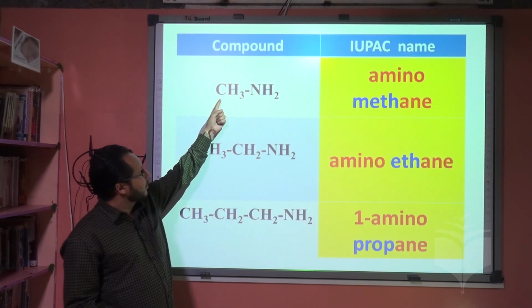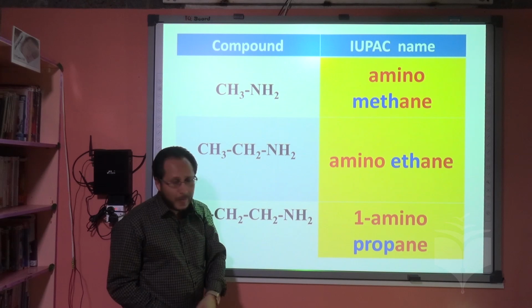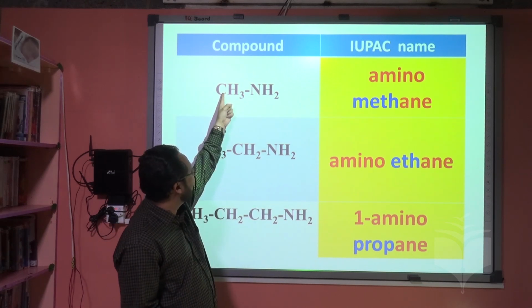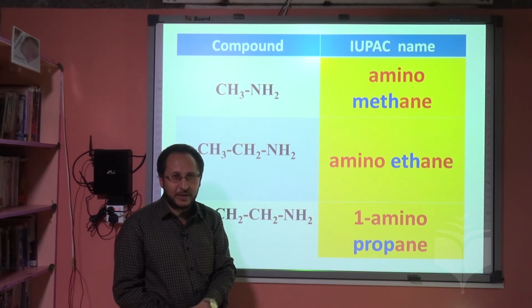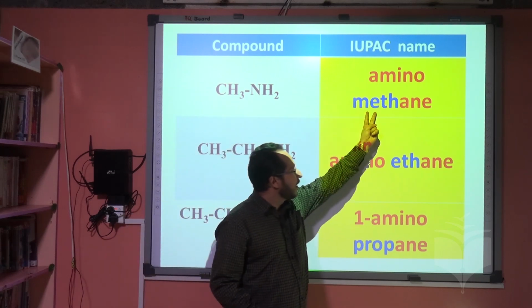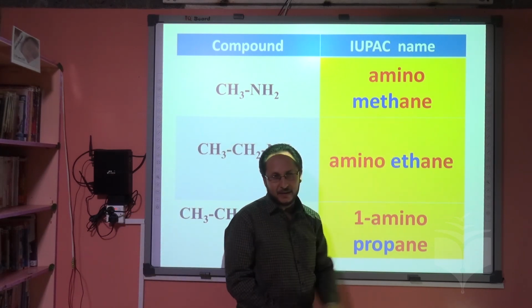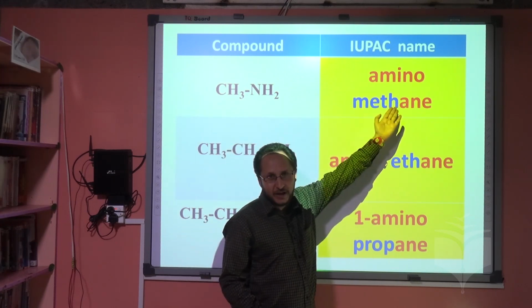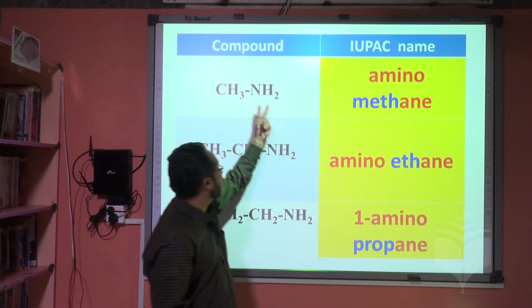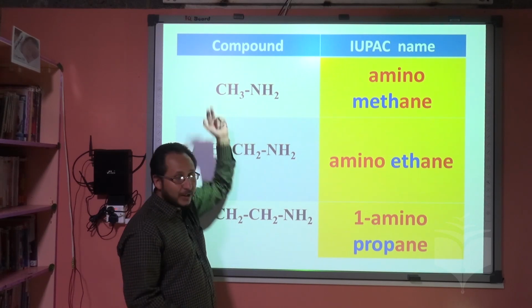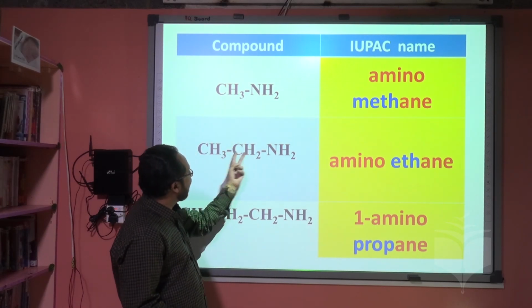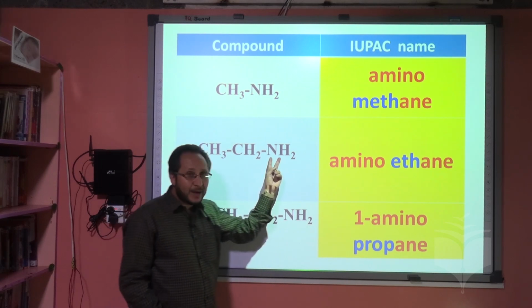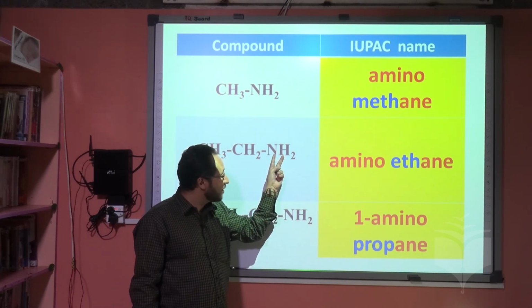Now this is the example, CH3NH2. So how many carbon atoms do we have? We have only one. What do you call one? Meth. Then the suffix is what? Is ane. And we have to write amino before it. So it is aminomethane. Amino because this is amino and this is what? Methane.